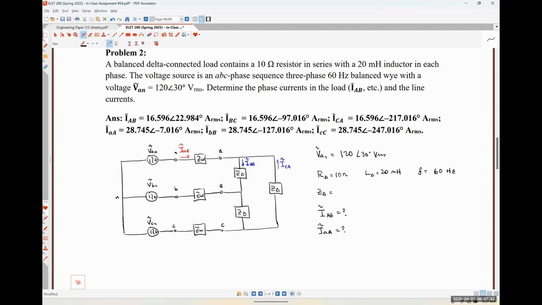Just the positive section. So the impedance of a resistor is literally just the resistor value itself. Doesn't change at all. So we're going to have an impedance of 10 plus J something else, right? So we just keep the 10. Does anybody remember what the impedance of an inductor is? So the impedance of an inductor is J omega L, where omega is 2 pi times F.